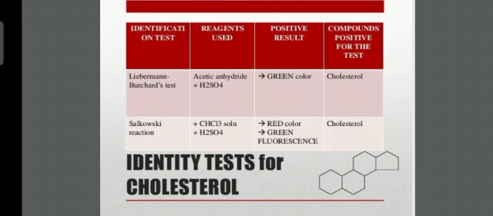Next, identity tests for cholesterol. The identification test name is the Liebermann-Burchard test. In this test, if we add acetic anhydride plus sulfuric acid and then we get green color, we can say that the compound is cholesterol. The next identification test is the Salkowski reaction. In this test, if we add trichloromethane solution plus sulfuric acid and then we get red color, green color fluorescence, we can say that the compound is cholesterol.